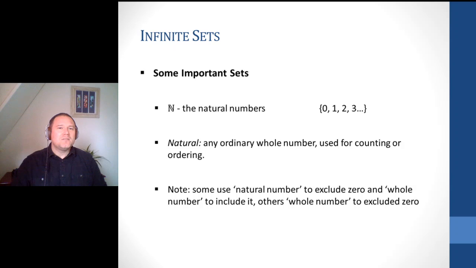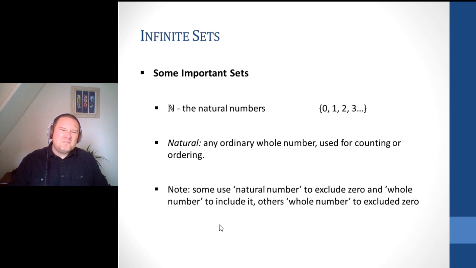The first one is this set we'll express with this funny little N, and it's the set of the naturals. The naturals are any ordinary whole number that we tend to use for counting or ordering. So it's the set of 0, 1, 2, 3, 4, etc. They're all positive, they're all whole, and they're the ordinary ones we would use for counting. Notably, it starts with 0.